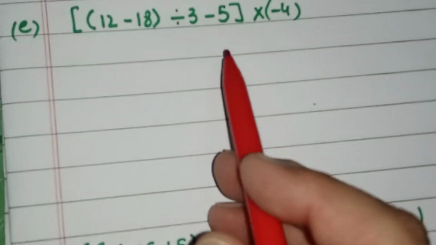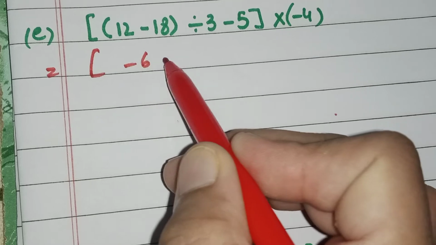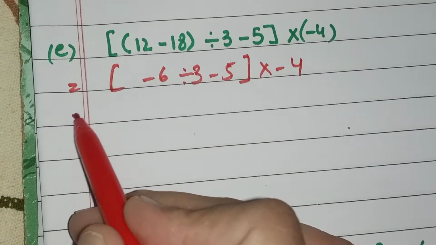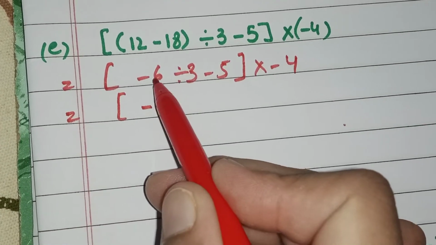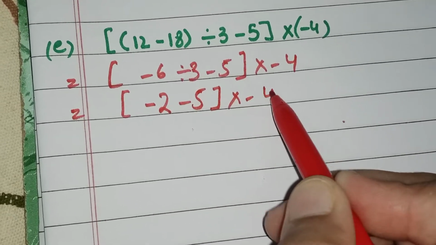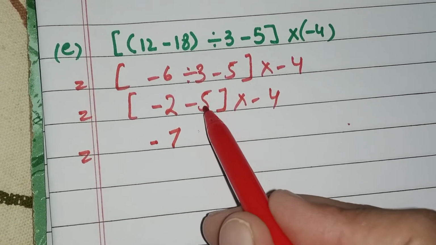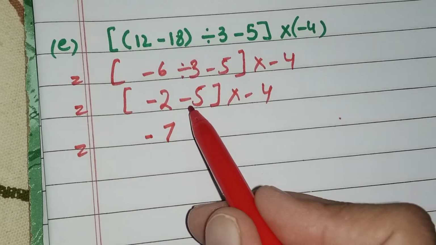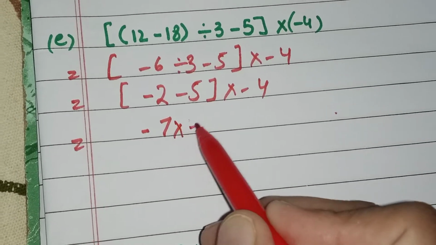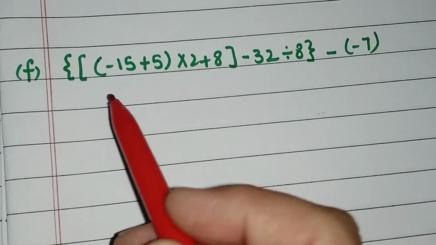In this question, I have a bracket. First of all, I solve the bracket. 12 minus 18 is minus 6, divided by 3, minus 5 multiplied by minus 4. I first divide minus 6 by 3 and receive minus 2, then minus 5 multiplied by minus 4. Now when we add these, I receive minus 7, because when one is a minus and the other is also minus, with minus sign we add them but the sign is negative, minus 28.